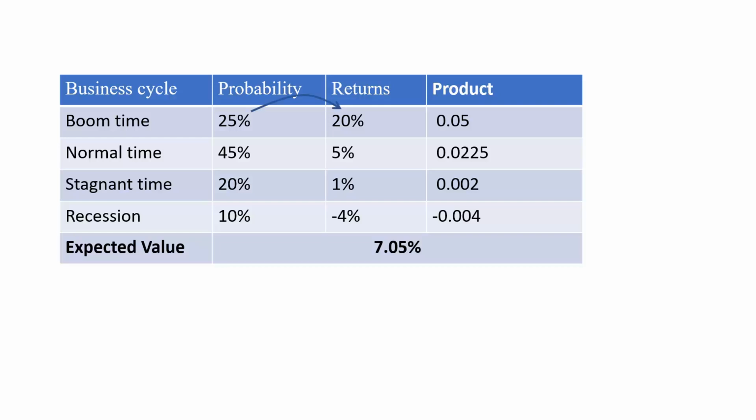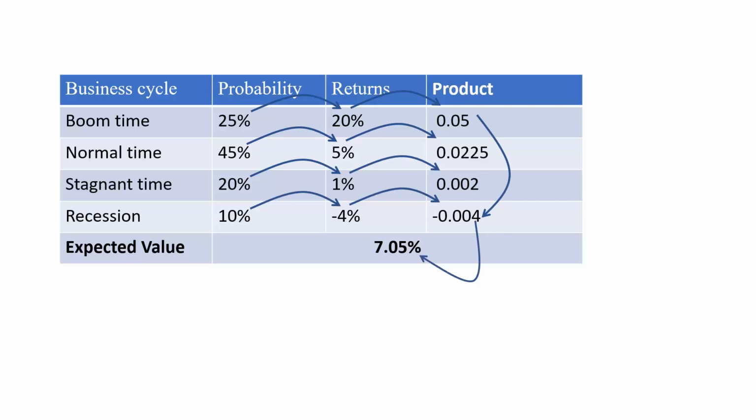So we multiply the probability with the outcome to get the product, add up all of these products and do the same thing for all particular scenarios of 4 possible times that we have, and then add them up to get the 7.05%. Moving on.